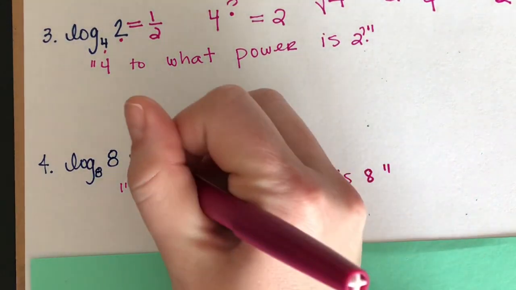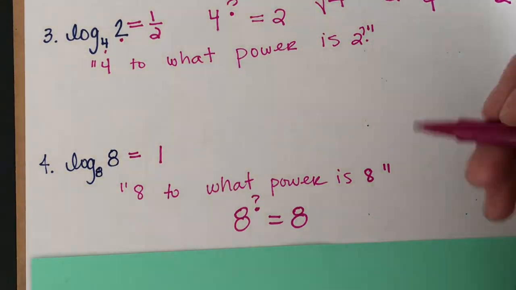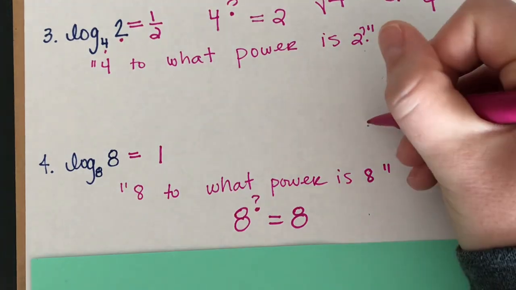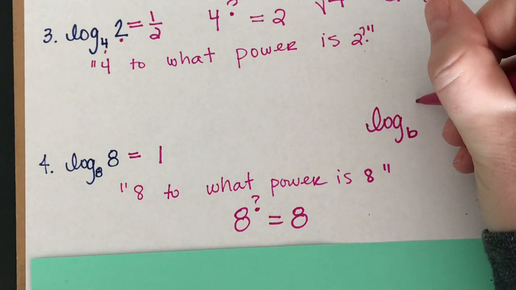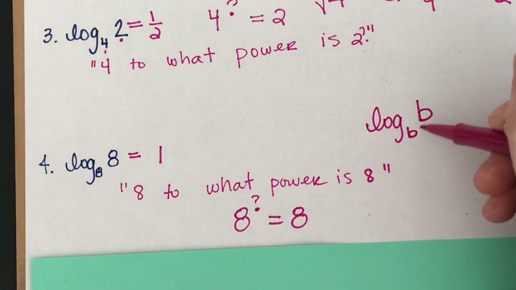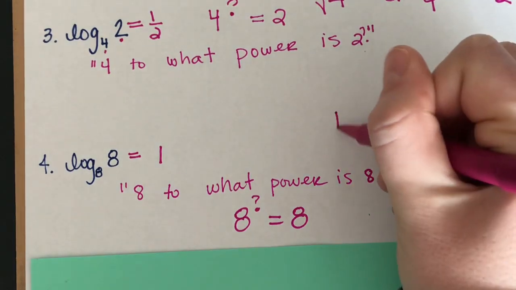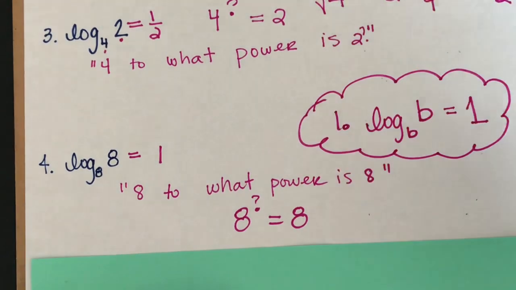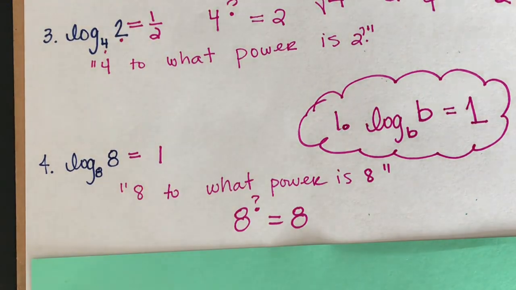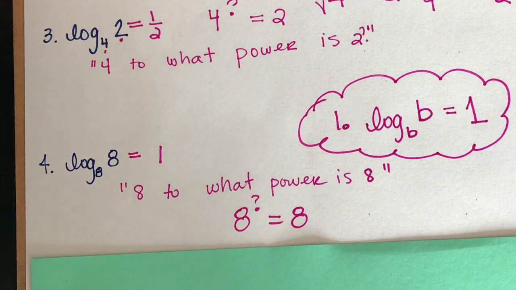Hopefully you guys are like, Mrs. Dempsey, it's 1. And you are correct. So anytime you guys are dealing with logs and you see when the base and what you're taking the log of match, that's always going to equal 1. And this is something you need to write down. It's one of our properties of logs. It's going to come back up over and over and over again. So make note of that.